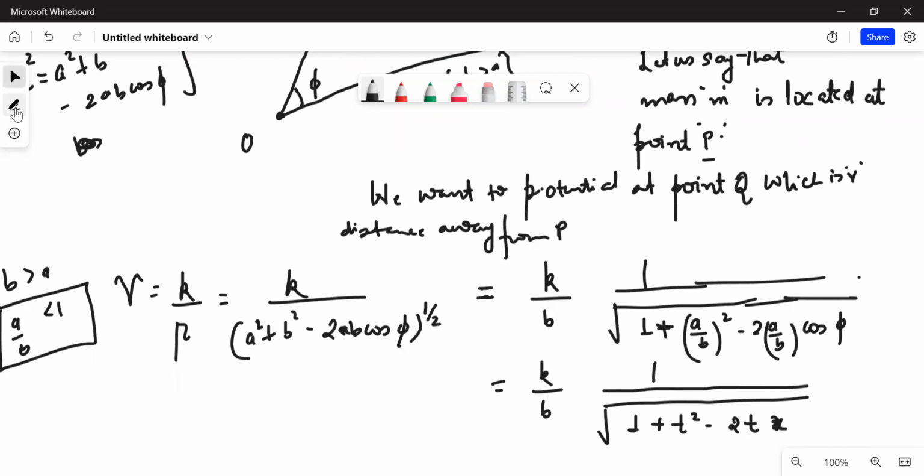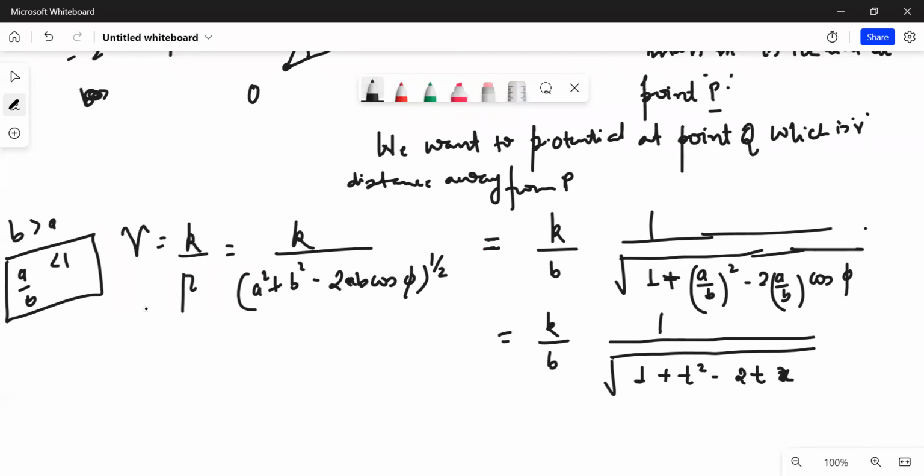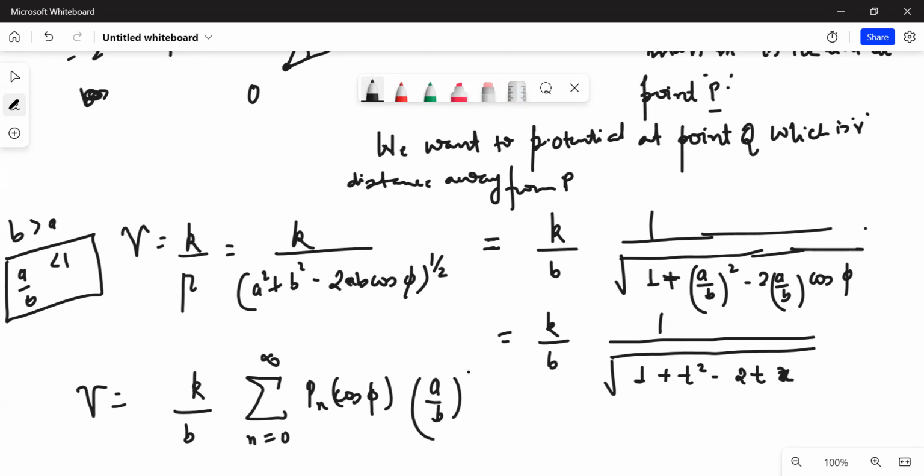polynomial. And you can see that this potential I can express in this form as well, that is, n equals 0 to infinity, and you have P n cos phi instead of P n x, and then you have the term a over b raised to power n, where a is less than b. Is that clear?